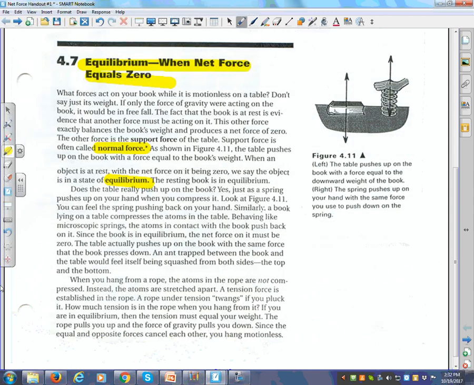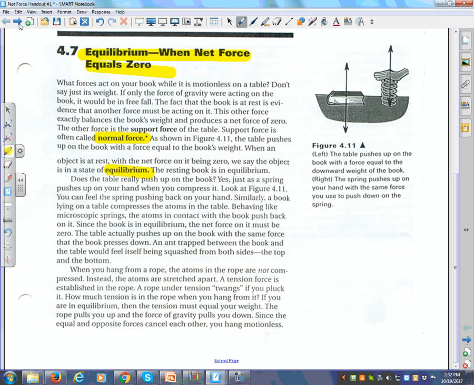How much tension is in the rope when you hang from it? If you are in equilibrium, the tension must equal your own weight. The rope pulls you up, and the force of gravity pulls you down. So if the equal and opposite forces cancel each other out, you hang motionless.